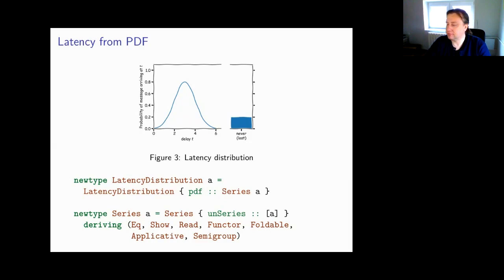And the lost packets will not be given a number. It will be just the leftover from the total probability of 1 and the sum of everything that is in the PDF in the list, right?